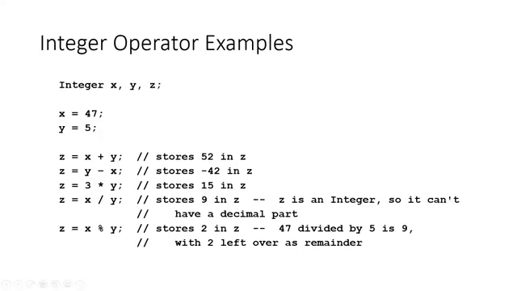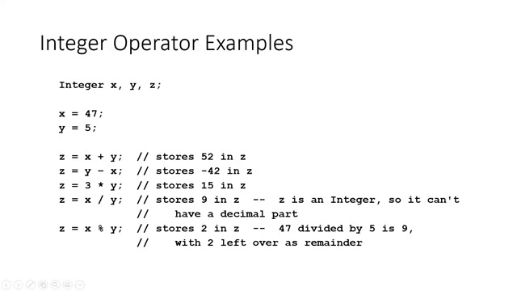Let's take a look at some examples here. I have 3 integer variables, x, y, and z declared here. I store 47 in x and 5 in y. Now I have a bunch of assignment statements, and in the comments over here I'm saying what the answer would be in z. So x plus y, 47 plus 5, 52 would be stored in z.